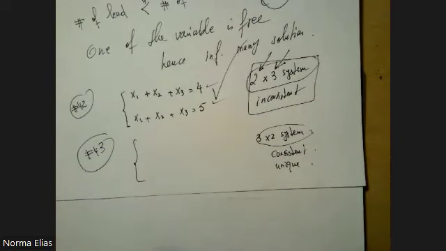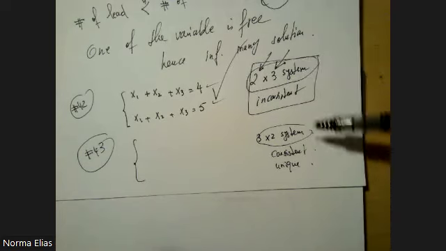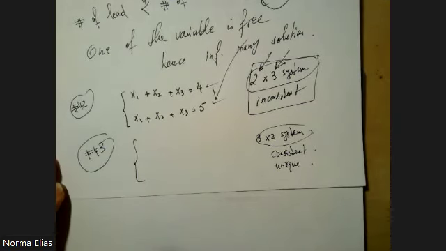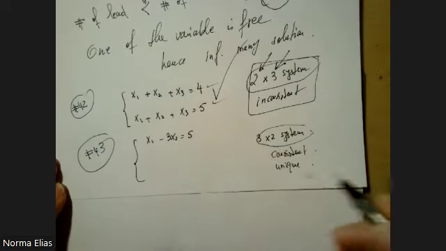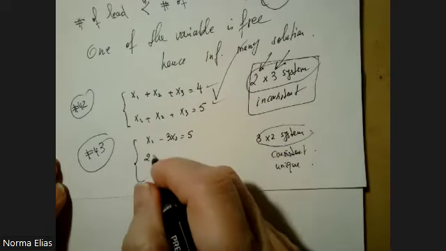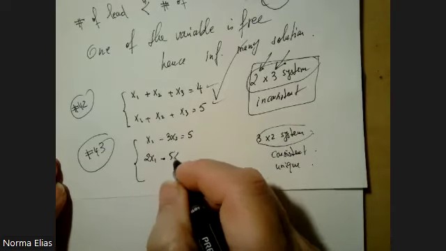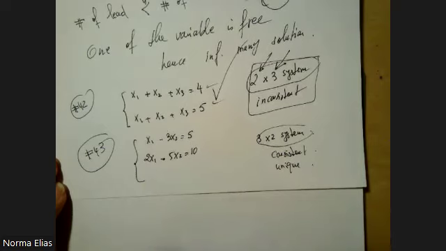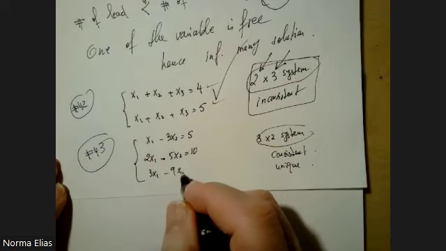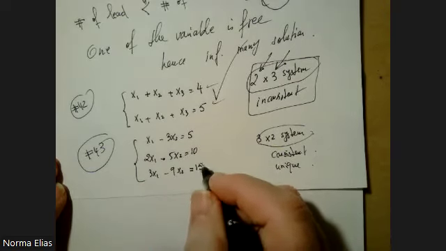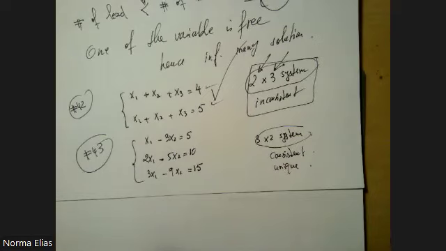Okay, Haley, no, that's not it. This is very different. The previous one was 2 by 3; now I want 3 by 2. Okay, I will take x1 minus 3x2 equal to 5, 2x1 minus 5x2 equal to 10, and 3x1 minus 9x2 equal to 15. Okay, Haley, why is the system consistent and why is the solution unique?